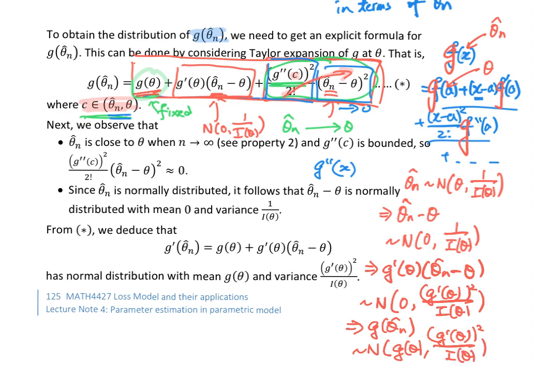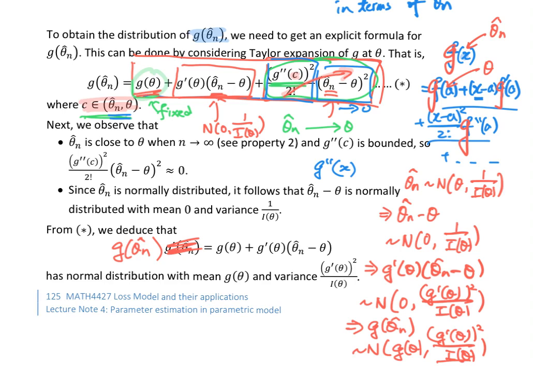So here we are done. We show that this g of theta n hat follows the normal distribution with the mean equal to g theta and the variance equal to this number. Then it proves our theorem. So basically this is a rough proof of this theorem.